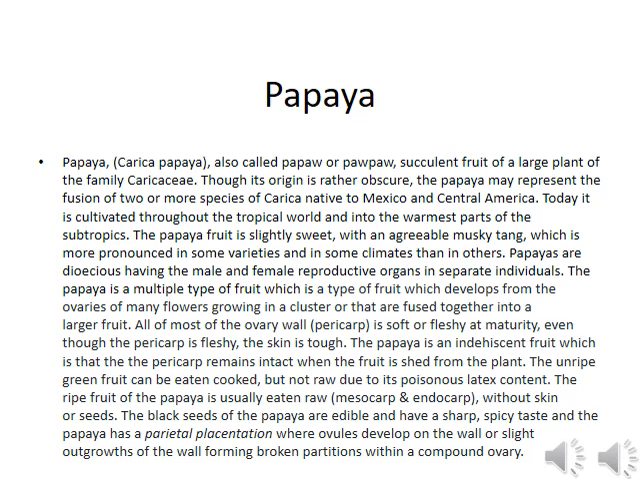The fruit is an indehiscent type of fruit, which means that the pericarp remains intact when the fruit is shed from the plant. The unripe green papaya fruit can be eaten cooked but not raw due to its poisonous latex content, while the ripe fruit of the papaya is usually eaten raw, which includes the mesocarp and the endocarp, without the skin or seeds. The black seeds of the papaya are edible and have a sharp, spicy taste, and the papaya has a parietal placentation, where ovules develop on the wall or slight outgrowths of the wall, forming broken partitions within a compound ovary.